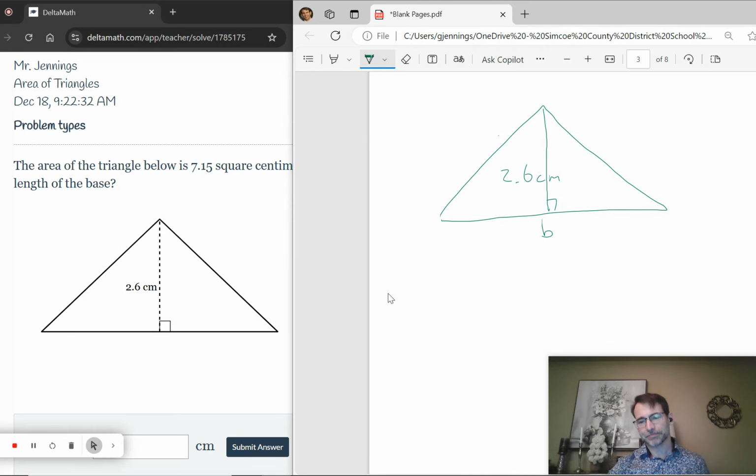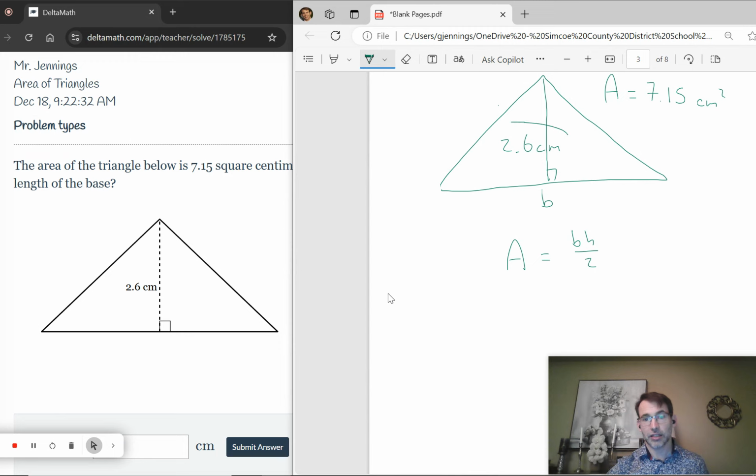All right, so I don't know the base, but I do know that the area is equal to 7.15 centimeters squared. So if area of a triangle is equal to, I check my formula sheet, the formula sheet that you have, base times height divided by 2. I know the height and I know the area, so I put those in the formula. 7.15 is equal to, I don't know the base, so it's still just B, multiplied by the height, 2.6, divided by 2.